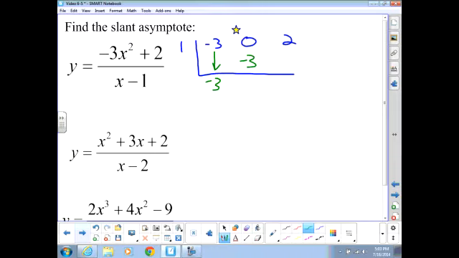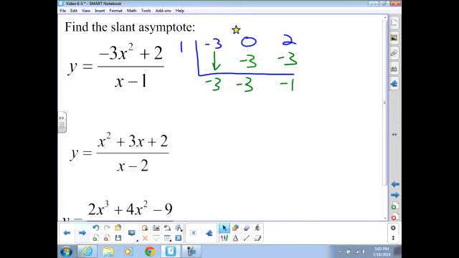And then you always add. So we're going to do 0 plus -3, which gives us -3. And then we'll just keep repeating that process. So we'll do this new -3 times the 1, which happens to give us -3 again. And now we'll add. 2 plus -3 is -1.